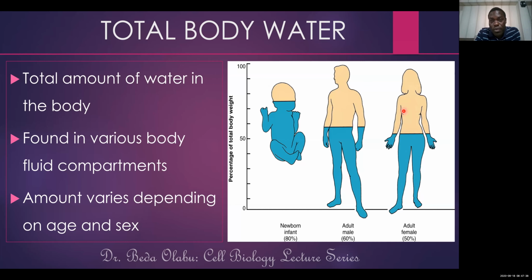So younger people will have more total body water. A newborn has 80% total body water. Older people will have less body water, but not really less. As a matter of fact, an adult male has 60% total body water. An adult female has 50% total body water.